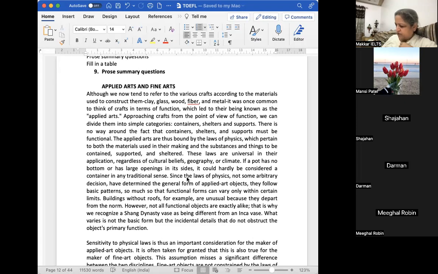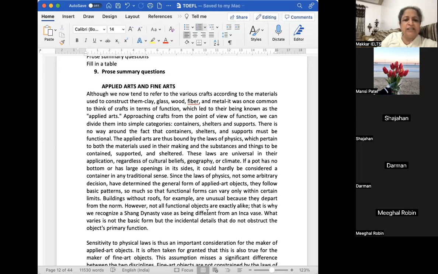Okay, यहाँ पे मैंने अगले वाले को खोल लिया. You need to learn personally. Okay, let's see. If a pot has no bottom or has large opening in its side, it could hardly be considered a container in any traditional sense. Since the laws of physics, not some arbitrary decision, have determined the general form of applied art objects, they follow a basic pattern, so much so that functional forms can vary only within certain limits. Buildings without roofs, for example, are unusual because they depart from the norm.